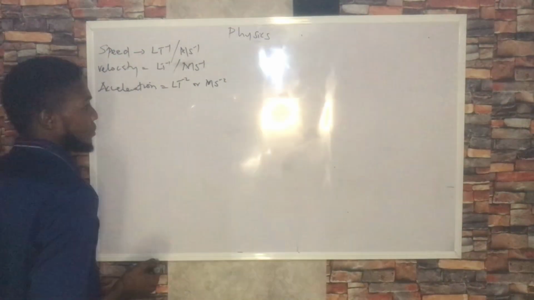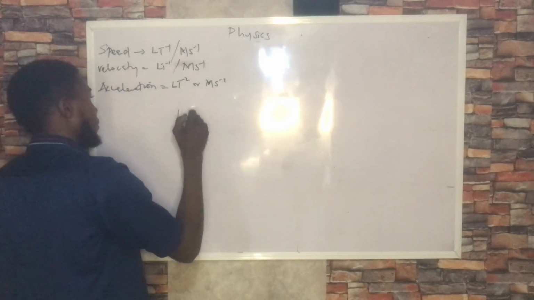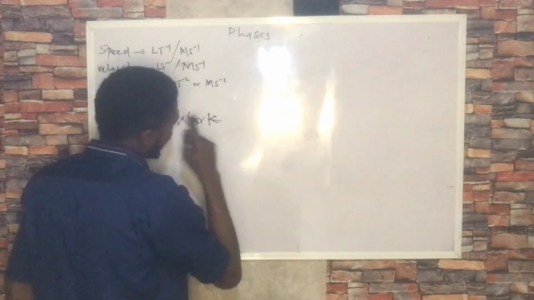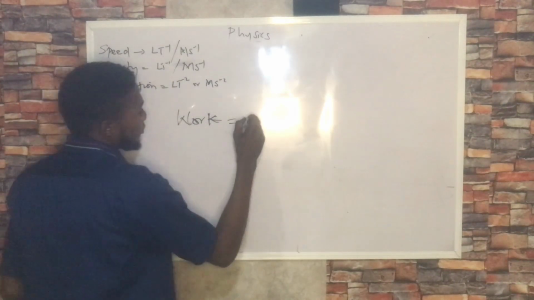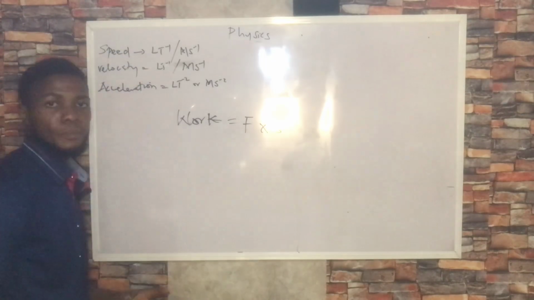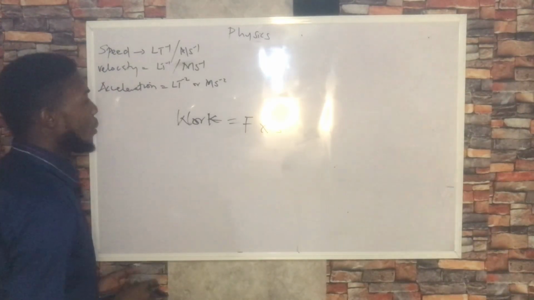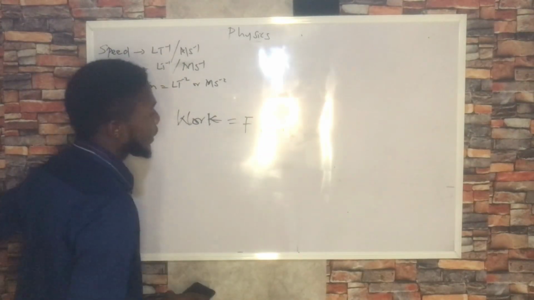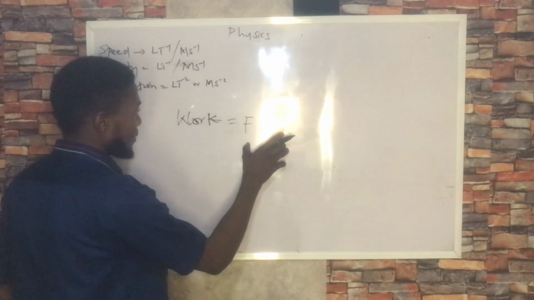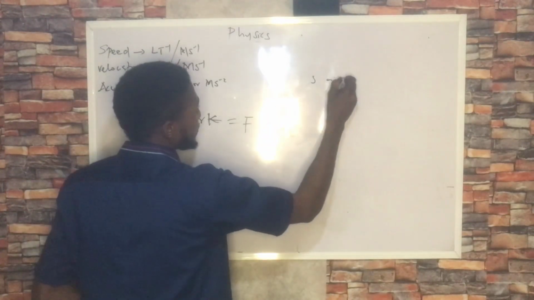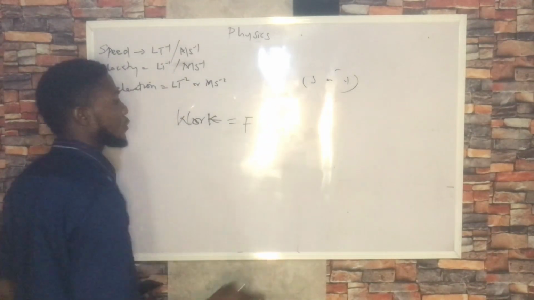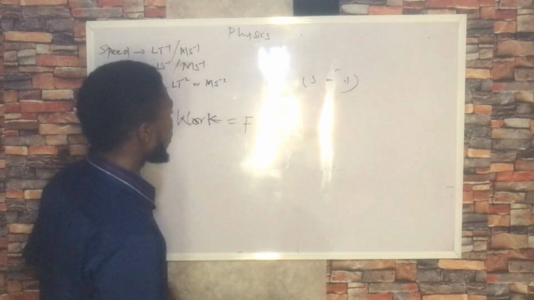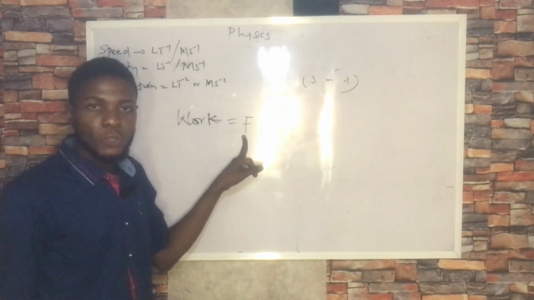So let's try for work. Work is given as what? Force times distance. Let's use D so you don't get confused. In most cases, we use S or D for distance. You understand that in the equation of motion very well. So work is equal to what? Force times distance. But then you don't know what the dimension of force itself is.